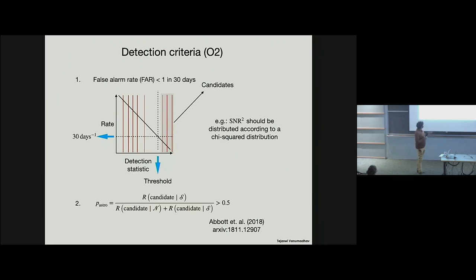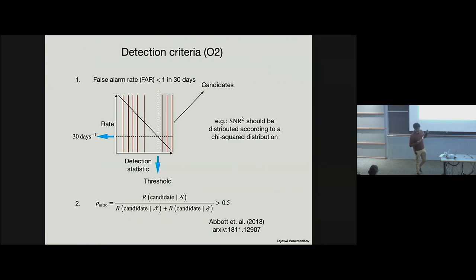There are 2 criteria that the LVC has defined. The first criterion is maybe more familiar to a particle physics experimentalist, where you look for outliers in your detection statistic, and the outliers have a significance determined by how far out they are in the tail, and you can give a false alarm probability. Or in this case, since you can keep running the experiment for a long time, you have a false alarm rate, the rate at which you get triggers above some value of the statistic.